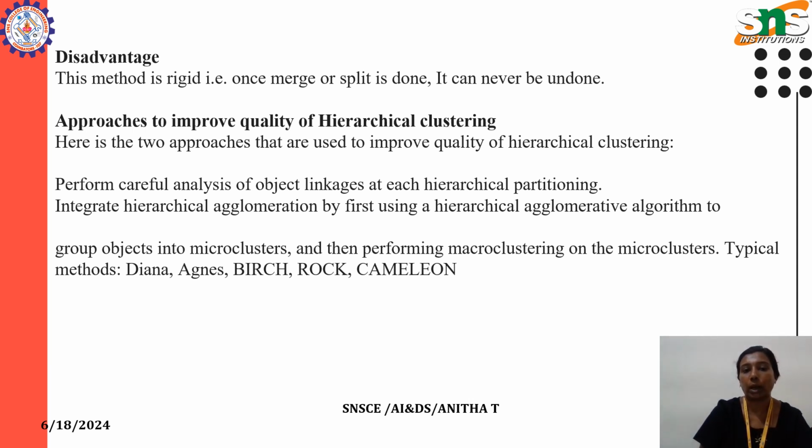Approaches to improve the quality of hierarchical clustering. Here are the two approaches that are used to improve the quality of hierarchical clusters. Perform careful analysis of object linkages at each hierarchical partitioning. Integrate hierarchical agglomeration by first using a hierarchical agglomeration algorithm to group objects into micro clusters, then performing macro clustering on the micro clusters. Typical methods: Diana, Agnes, BIRCH, ROCK and Chameleon.